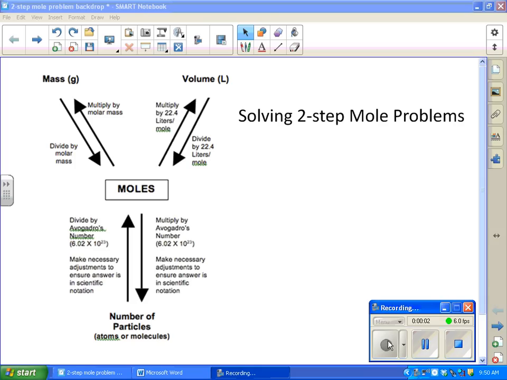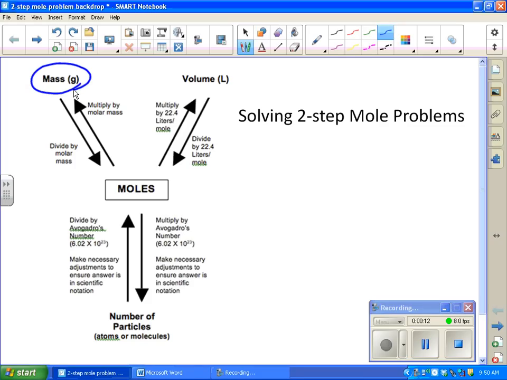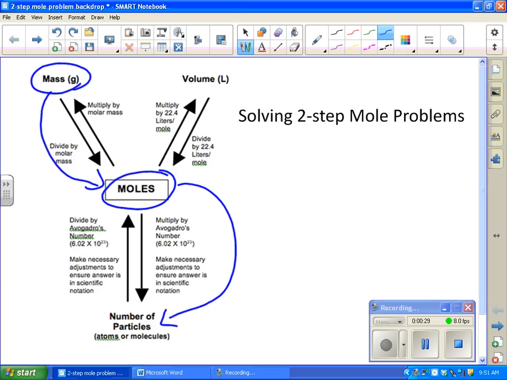Today, students, we are going to learn how to solve two-step mole problems. We have done many problems in class where we have been given, for example, a mass of a substance and asked to find how many moles of substance that we have. Or we have had problems where we've been given the number of moles of a substance, and we're asked to find how many particles there are in that many moles.